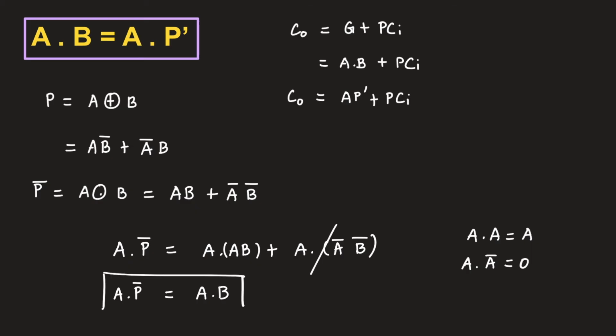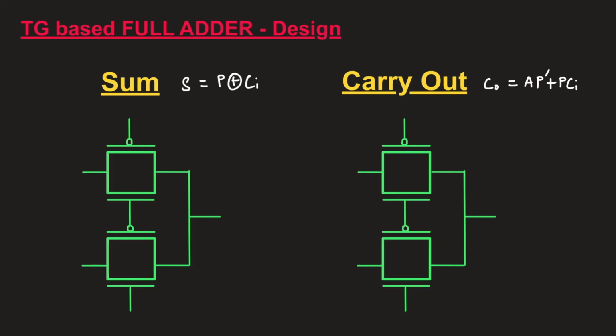So this is the reason I am validating A dot B equivalent to A dot P bar, and once I incorporate that here, I also get the complementary control signals so that it is very easy to implement using transmission gate. Now these are the final expressions of sum and carry for which we are going to design the full adder using transmission gate. First, let us start implementing the sum expression.